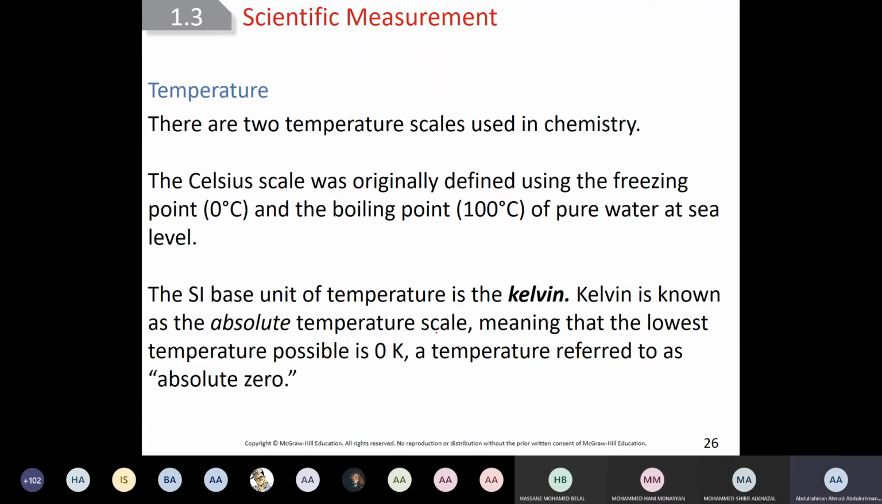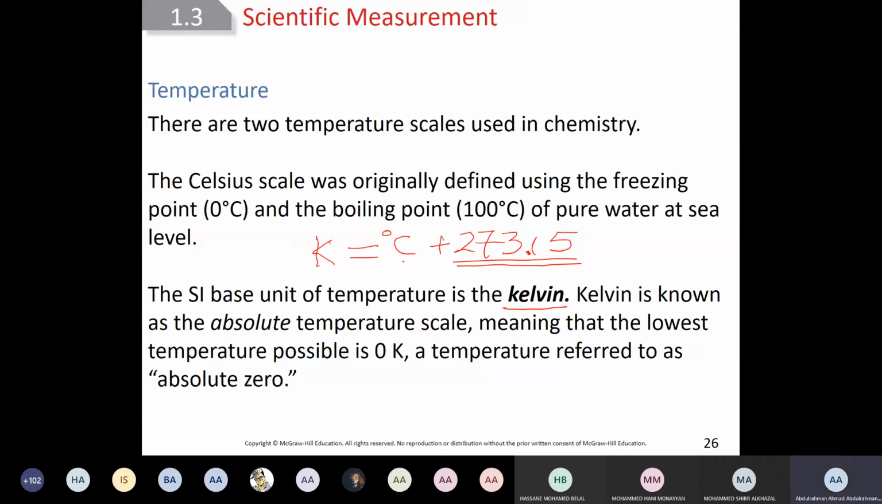Good. Now, in temperature, we're going to use what unit? Kelvin. What's the symbol for Kelvin? K. What's Kelvin equal to? Temperature in Celsius plus 273.15. Memorize this number: 273.15. Clear?